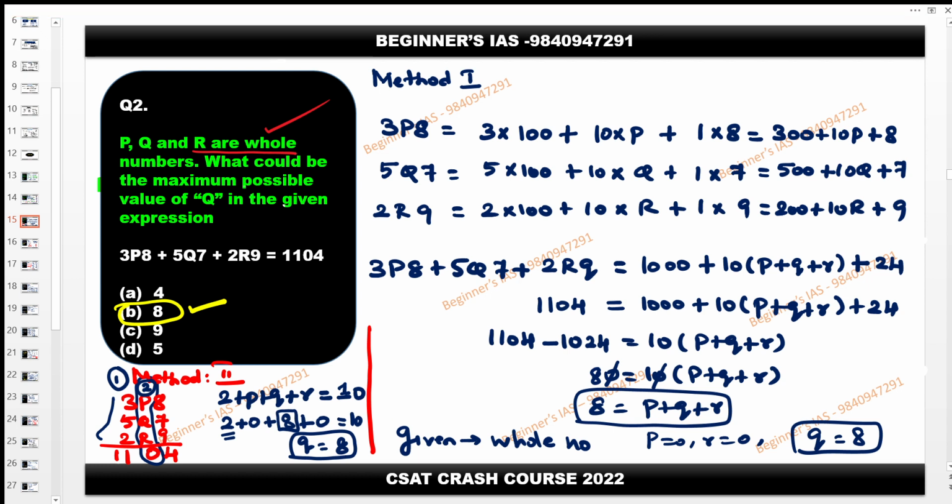Listen carefully. This is the unit place, then this is the 10th place, and this is the 100th place. So this should be expressed in terms of place value. Therefore 300 plus 10P plus 8. Like this we are doing. What is provided here is 1104. Then I'm adding all the values.